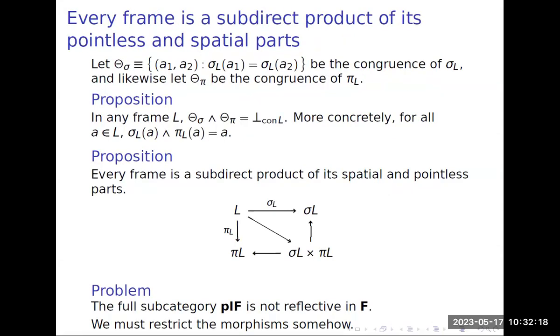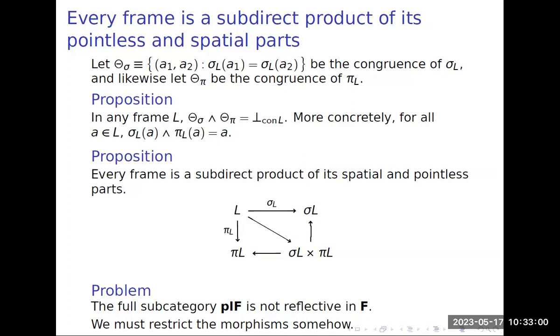All right, we now have two congruences corresponding to the spatial and the pointless parts. I'm calling them theta sub sigma and theta sub pi, respectively. One asks, what is the relation of these two congruences? And it is immediately apparent that they are disjoint. That is, their meet is the identity congruence. In more prosaic terms, the pointwise meet of the nuclei is the identity. So that immediately suggests that every frame is a subdirect product of its pointless and spatial parts.